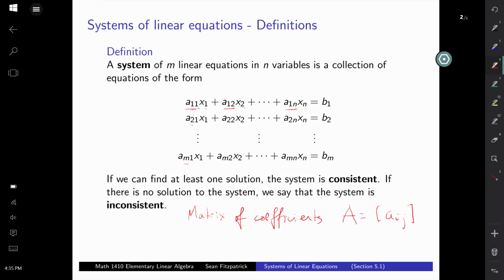So a bit of terminology on this slide. A consistent system is one that has at least one solution. It might be one solution, it might be an infinite number of solutions, but there's at least one solution. An inconsistent system is one where there is no solution at all.